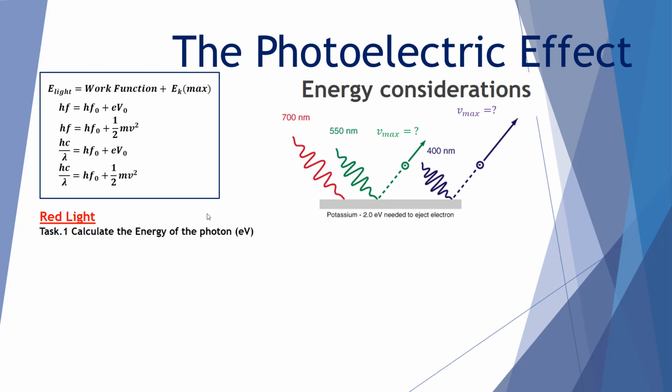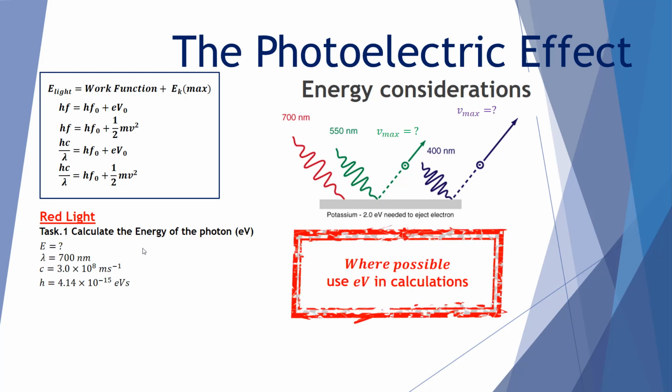So let's look at the red light first. We've got a wavelength of 700 nanometers, and task number 1, we're asked to calculate the energy of the photons in electron volts. So first of all, where possible, use electron volts in your calculation. So E equals question mark, lambda equals 700 nanometers, speed of light is 3.0 by 10 to the 8 meters per second, and Planck's constant, h, is 4.14 by 10 to the negative 15 electron volt seconds. Now we use the electron volt seconds version when we want to calculate a photon's energy into electron volts.